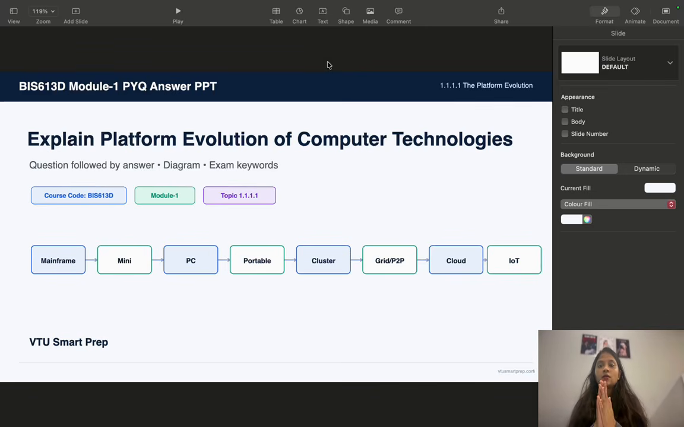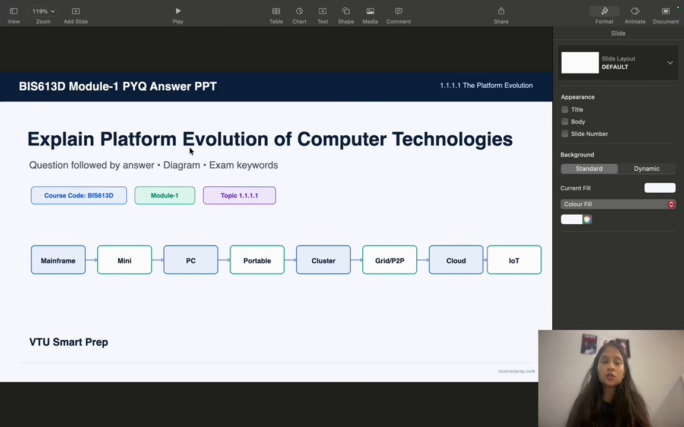I'm just starting the series for PYQs, previous year question papers. The subject code is BIS613D, the subject name is cloud computing, and this is going to be for Module 1, where I'm going to explain the questions along with the answer, and what points you can include, whether it is asked for 8 marks or 10 marks. So before wasting any time, let's get started.